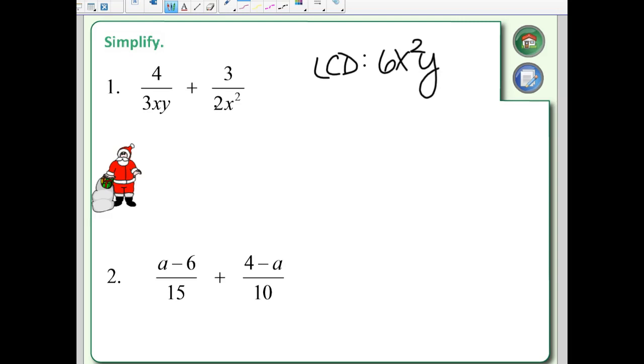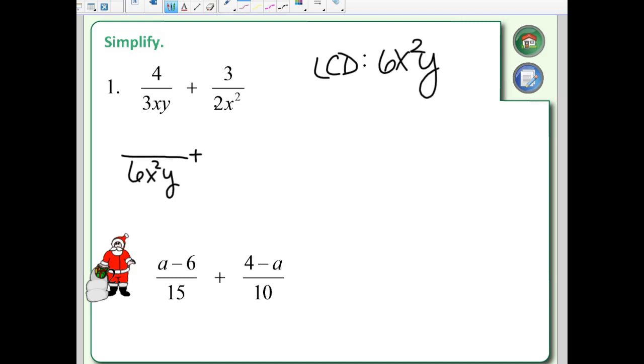So my LCD is going to be 6x squared y. Now, with that in mind, let's go ahead and make our equivalent fractions. Now, if you remember, Mrs. Burton likes to put her equivalent fractions right underneath so I can figure out what to multiply the numerator by. So, if I'm looking here, we've got the original, and here's my new one.